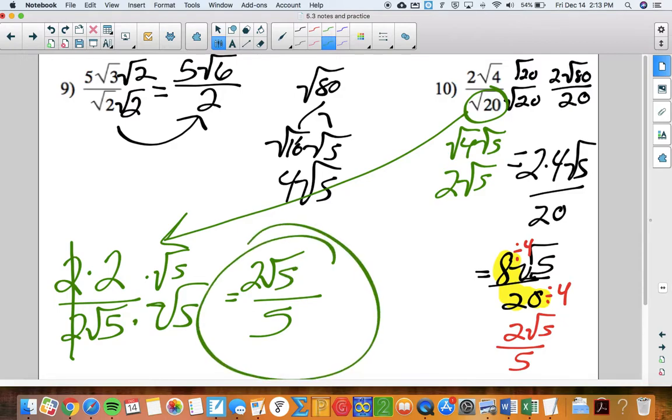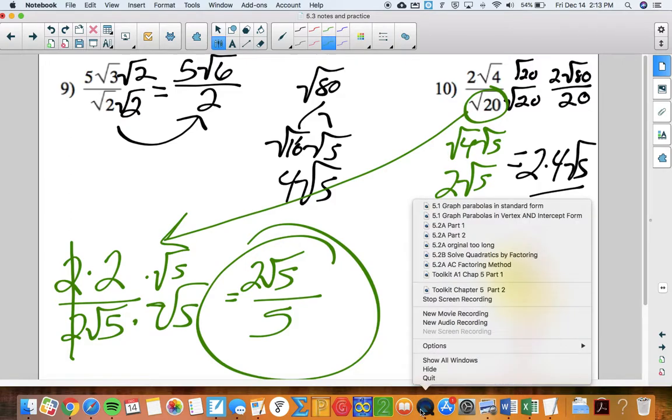That was faster. So if you simplify the radicals before you start trying to undo the radical from the denominator, it might save you some time. But you know what? However you get the right answer is cool.